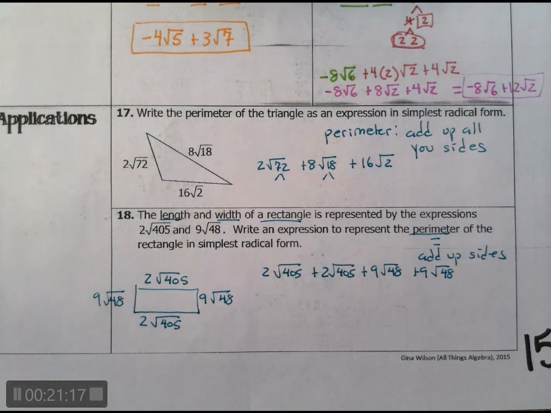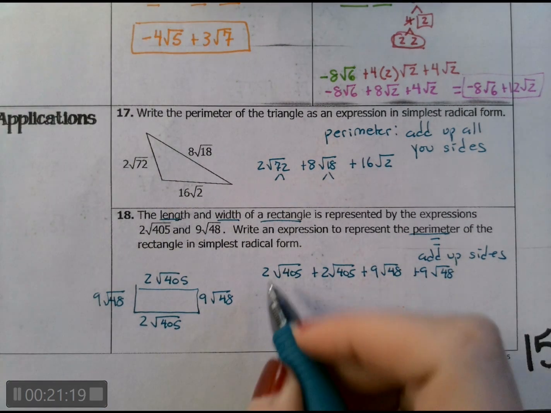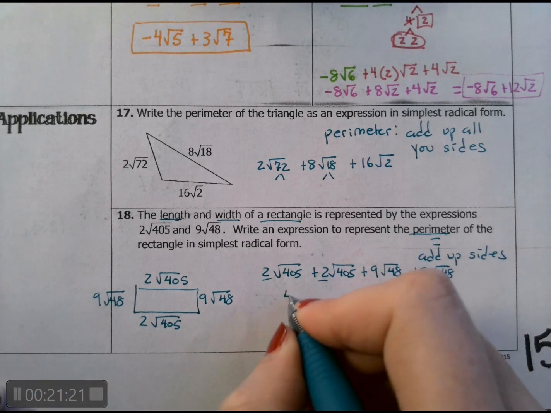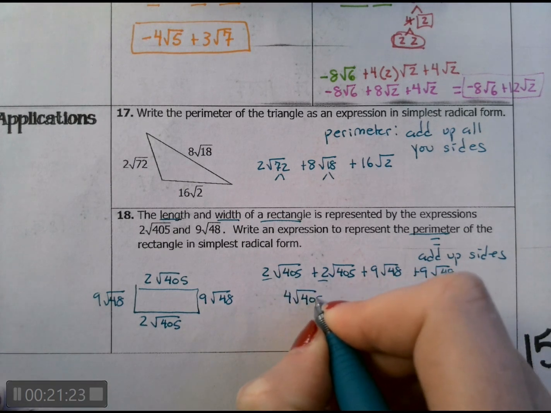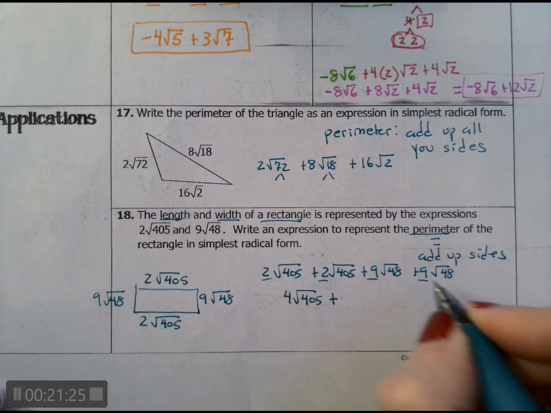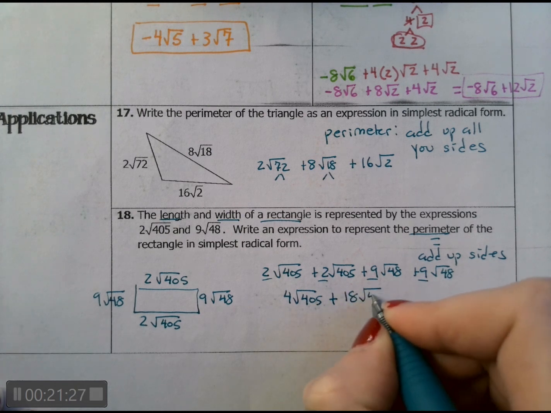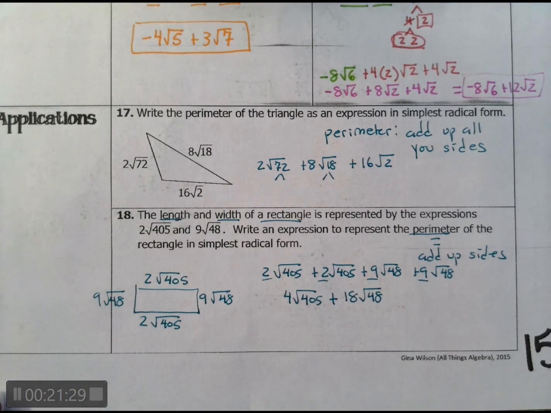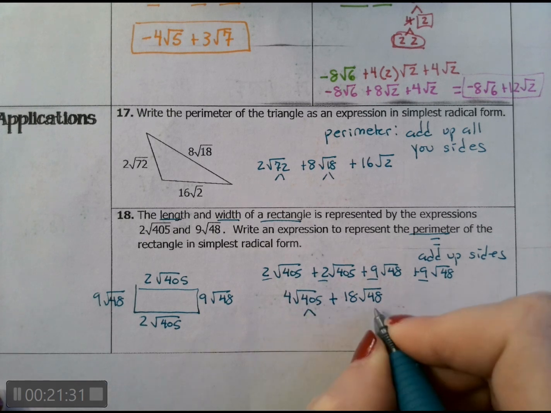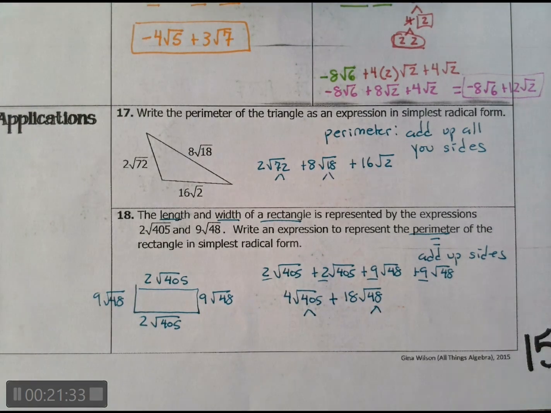Okay? And so I'll help you out a little bit more. Your 2 and your 2 is going to give you 4 square root 405, and then 9 and 9 will give you 18 square root 48. So now you are tasked with finding what it simplifies down to, and to see if you can get it simplified down to one radical. I have no idea. Good luck, guys.